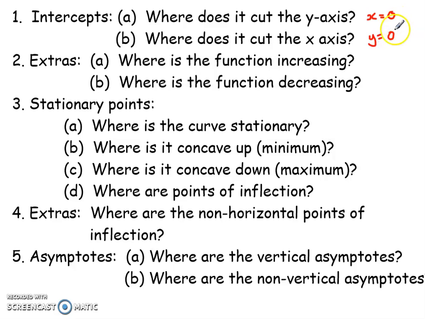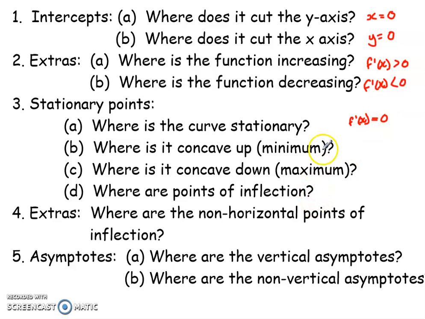We need the intercepts. Second one is where is the function increasing, where is the function decreasing. For that, we have to look at the derivative of both. And for a function to be increasing, the derivative has to be bigger than 0. For a function to be decreasing, the derivative has to be less than 0. So we have to look at that. We then want to know when is the curve stationary. So where are the stationary points? That's the third thing we then start to look at. And we should know that at that point, the derivative equals 0.